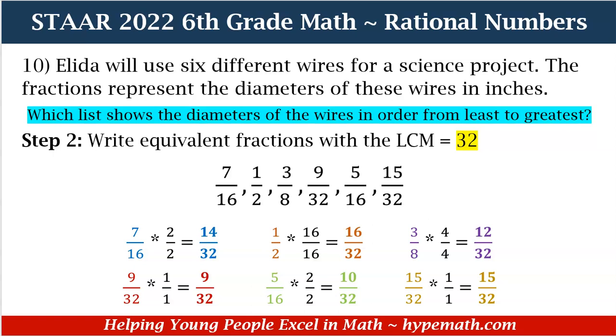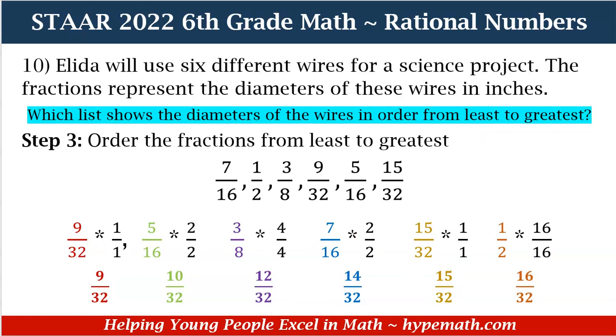Lastly, we have 15 over 32, and yes, because this already has the least common denominator, or our LCD, of 32, we can multiply it by 1 over 1, or we could just leave it like it is, okay? Multiplying our numerators across, 15 times 1 is equal to 15, and 32 times 1 is equal to 32. And 15 over 32 is, of course, 15 over 32, okay? And that's because, again, the denominator is our LCD, which is 32.